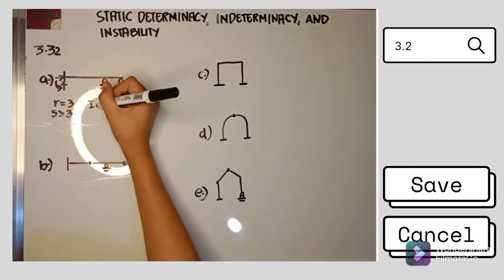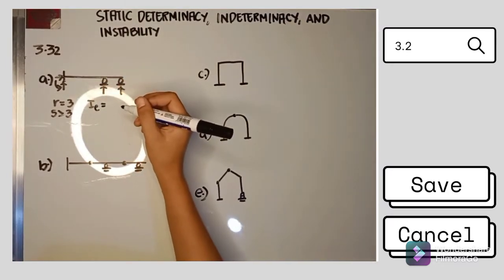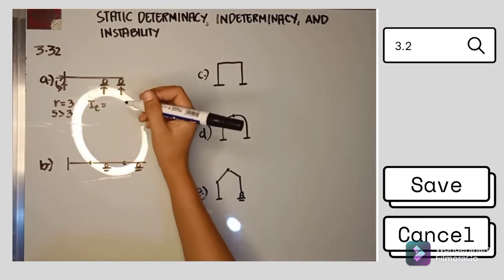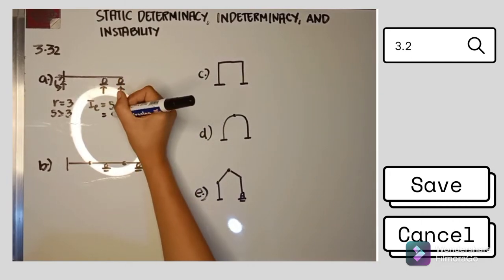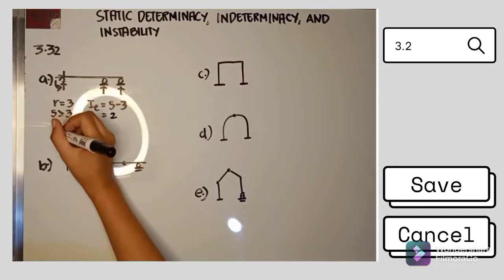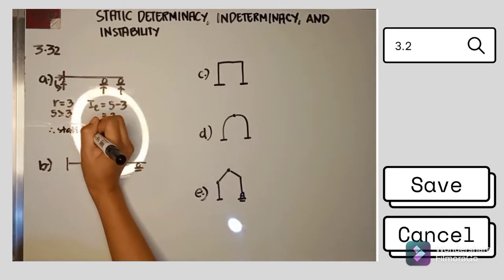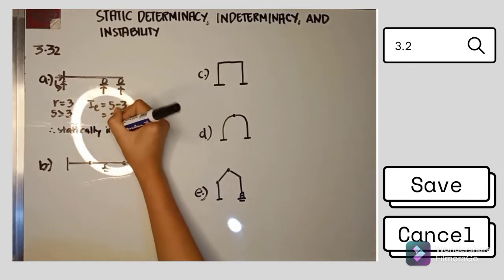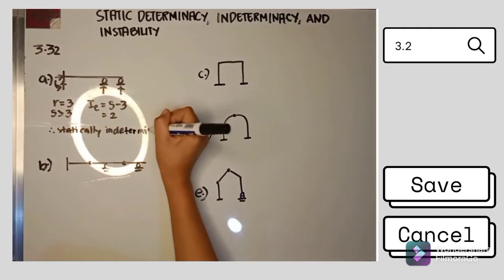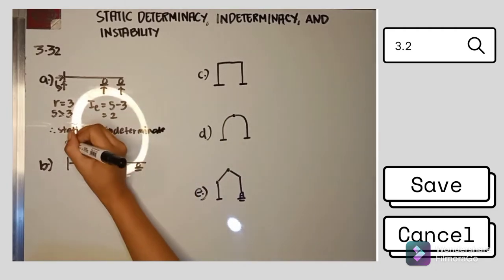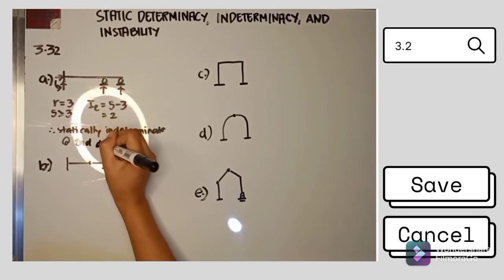So let's find the degree of external indeterminacy. IE is equal to 5 minus 3, 2. Therefore, this is statically indeterminate at second degree.